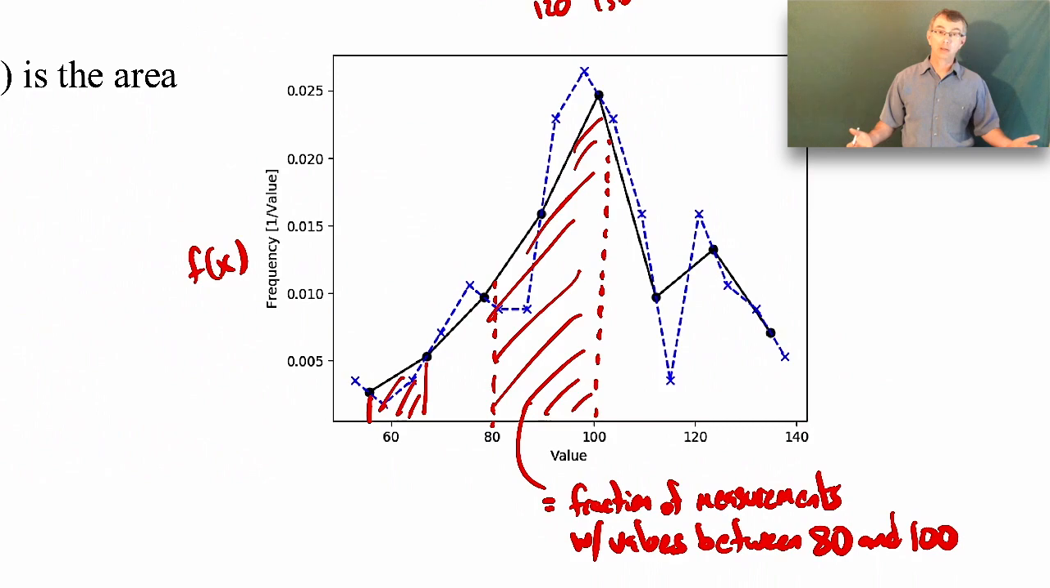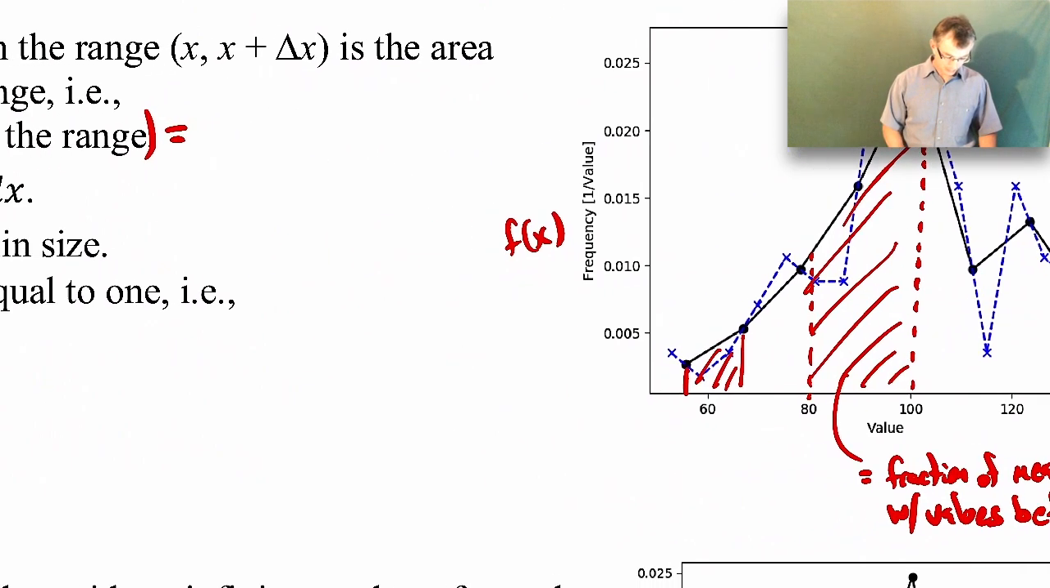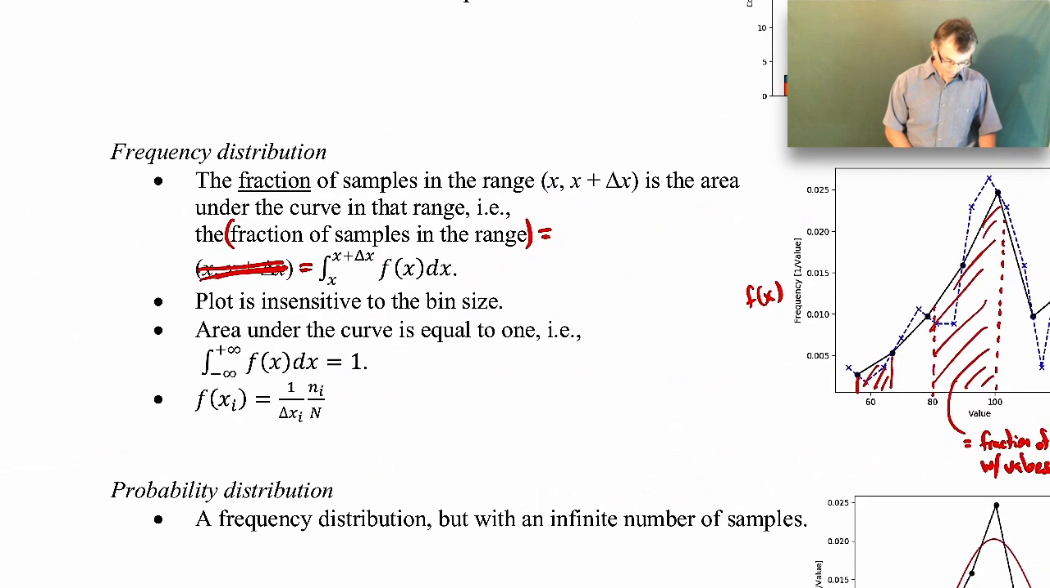So the area under the frequency distribution is always equal to 1 because 100% of the measurements lie within the whole range. So that's this comment over here. The area under the curve is always equal to 1. Unlike the histogram, where the area under the curve varies depending on your bin size, for the frequency distribution it's consistent. The area under the curve is always equal to 1.